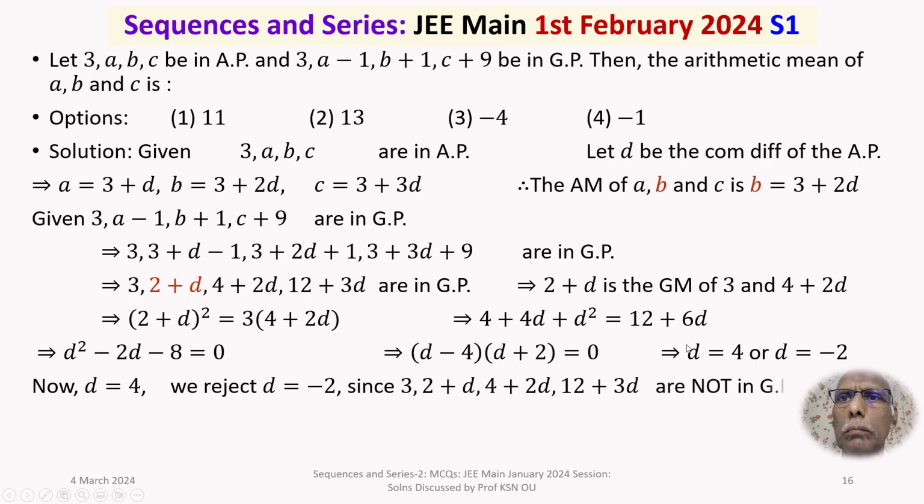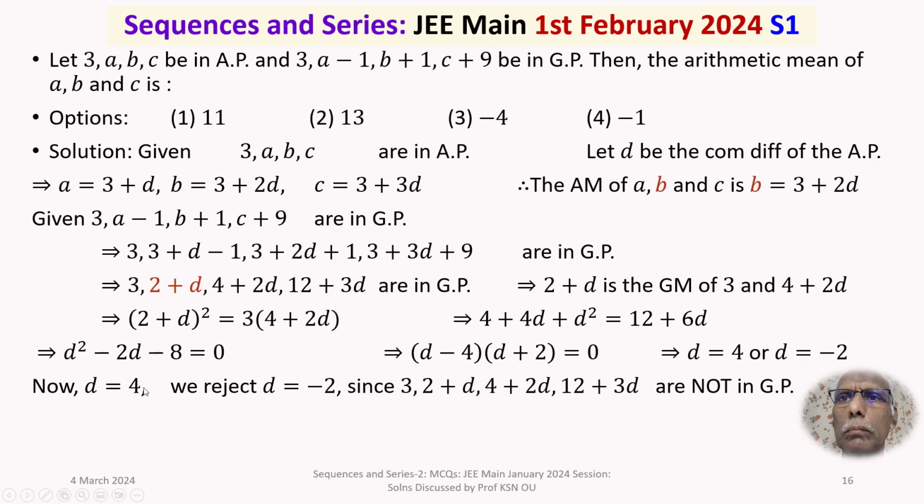So why do you reject d = −2? Suppose d = −2 and you substitute it here. 3, 2 + d, 4 + 2d, 12 + 3d are in GP. If d is −2, 2 + d is 0, and 4 + 2d is also 0. That means you will get 3, 0, 0, 6 are in GP, which is not true. They are not in GP. That is why we reject d = −2.